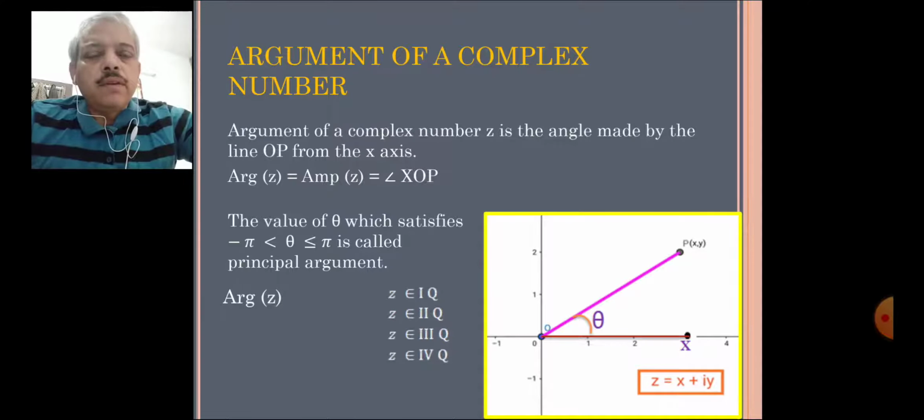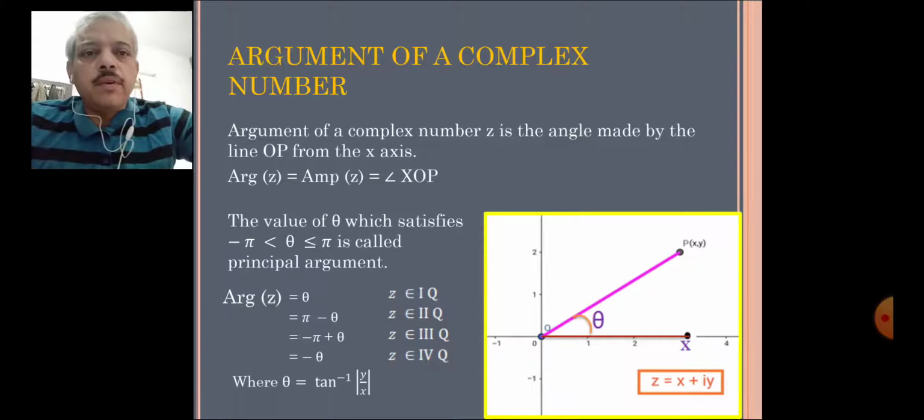So the argument of z will be theta if z belongs to the first quadrant, and if z belongs to the second quadrant, it will be pi minus theta. If z belongs to the third quadrant, it will be minus pi plus theta, and if z belongs to the fourth quadrant, then the argument of z will be minus theta, where theta is equal to tan inverse of modulus of y upon x.